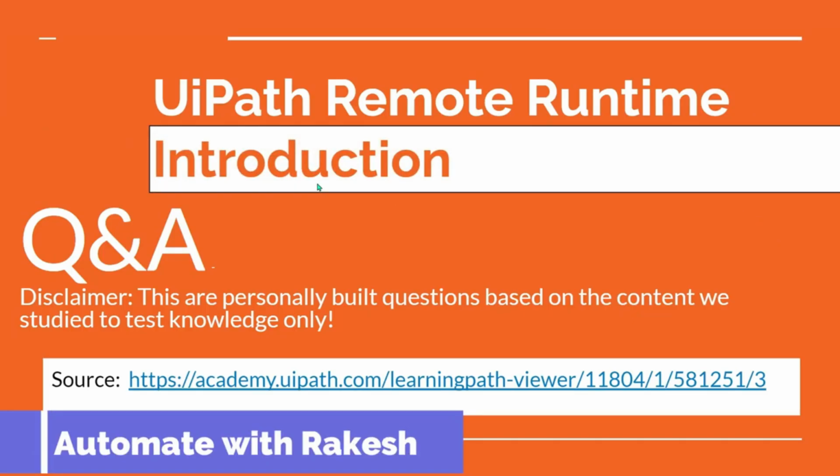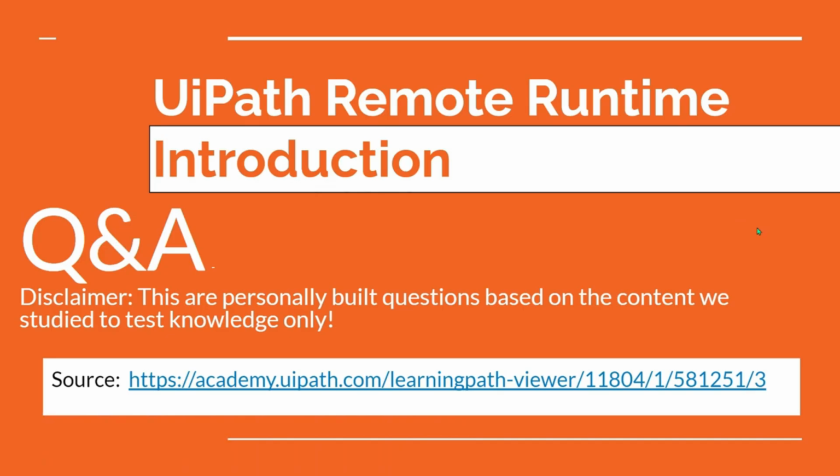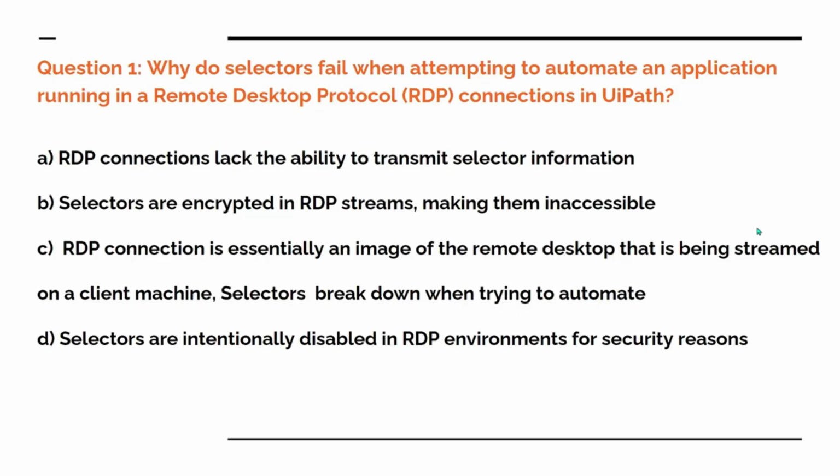Let's go through some of the questions on the remote runtime introduction part. The very first question: why do selectors fail when attempting to automate an application running in a remote desktop protocol? In UiPath, okay, if an application is running inside an RDP, why do selectors fail? Pretty simple question. Options are: A, RDP connections lack the ability to transmit selector information. Possibly. Option B, selectors are encrypted in RDP streams, making them inaccessible.